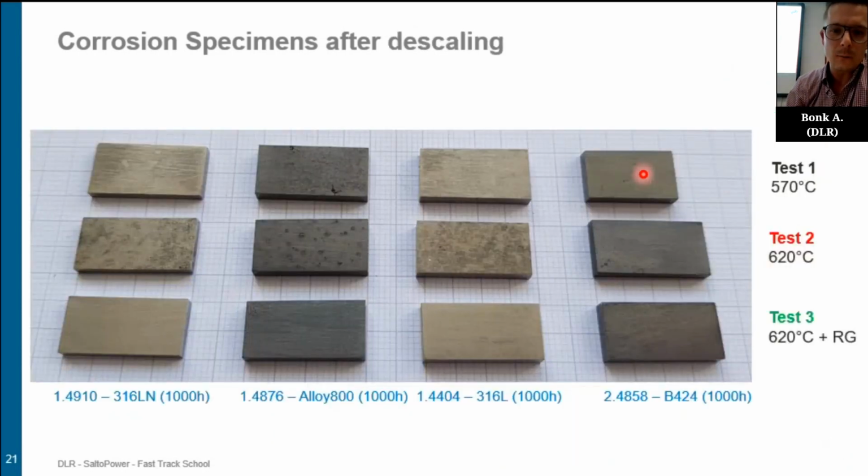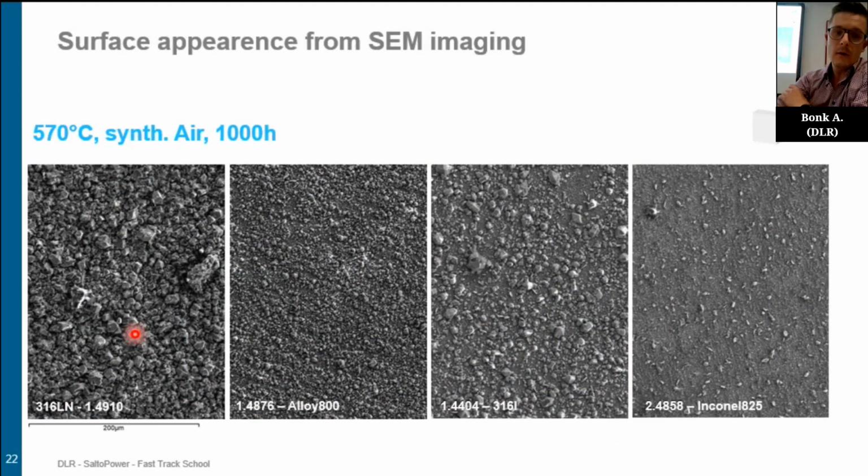Now, how does that play out if we look a bit closer? What you see here is the same samples after removing the oxidation layer. So we removed the oxidation layer to look at the blank samples, and you see the same trends. You have a very clean surface here. You see these bumps and dents and so on in test number 2, and you have a very clean surface in test number 3.